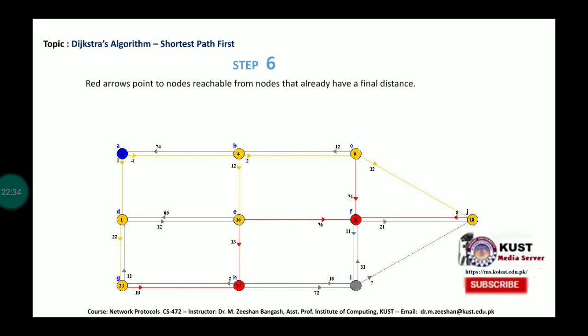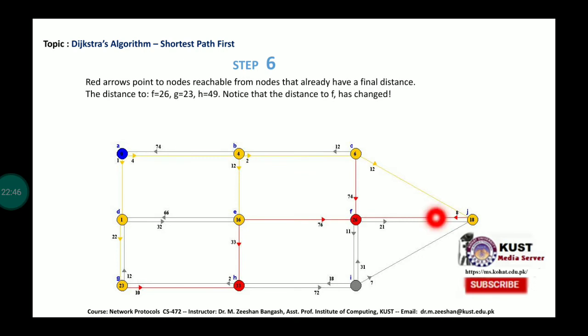So in step number 6, the red arrows again point to the nodes that are reachable from nodes that already have a final distance. While calculating the values, the distance to F is 26. We have highlighted it and updated the status. Similarly, the value for G is 23, already written on that node. Similarly, the value for H is 49, already updated, and that 49 comprises 33 plus 12 plus 4.